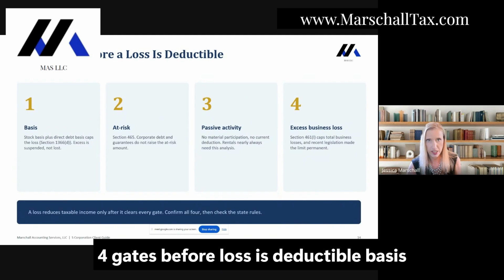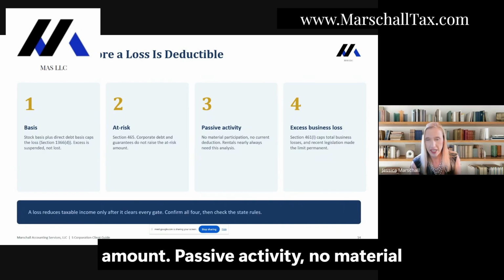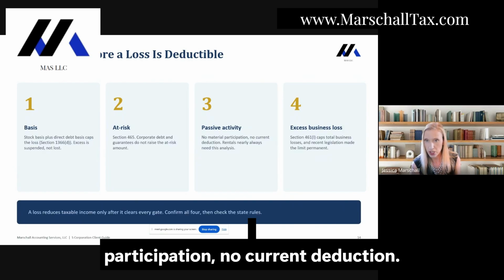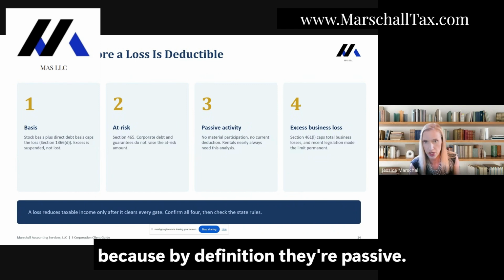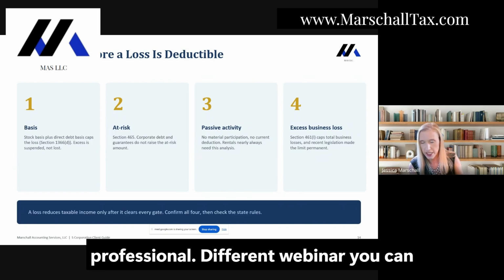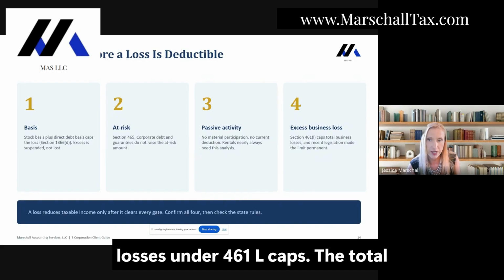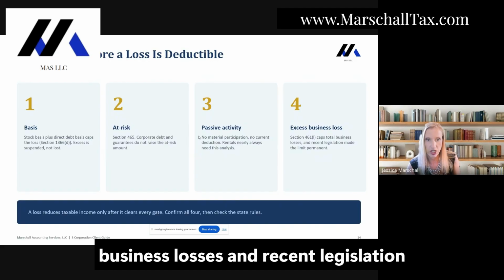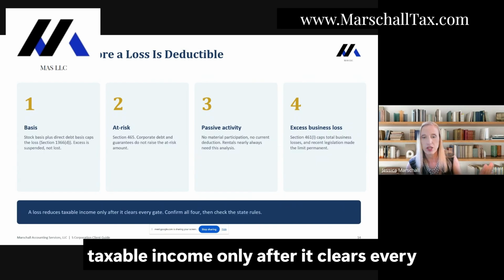Four gates before a loss is deductible. Basis. At-risk, keep in mind corporate debt and guarantees do not raise the at-risk amount. Passive activity, no material participation, no current deduction. Rentals nearly always need this analysis because by definition they're passive unless you are a real estate professional. Different webinar, you can look at that separately. Excess business losses under 461(l) cap the total business losses, and recent legislation made the limit permanent. A loss reduces taxable income only after it clears every gate.